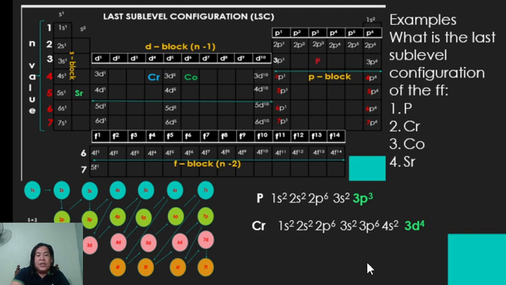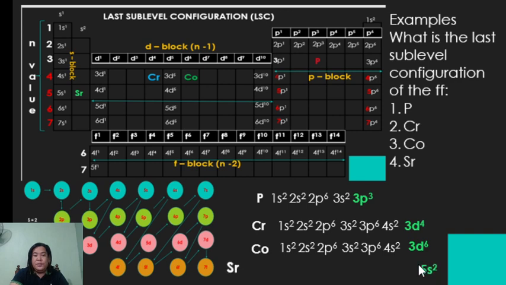Next, cobalt. So cobalt also belongs to the D block family and belongs to the same period, which is 4. So 4 minus 1 is 3. So 3D1, 3D2, 3D3, 3D4, 3D5, 3D6. So your last sublevel configuration is 3D6. So 3D6 is up to this part. So lahat ng dinaanan niya bago pumunta kay 3D6 completely filled. So madaling maglagay. Then followed by strontium.